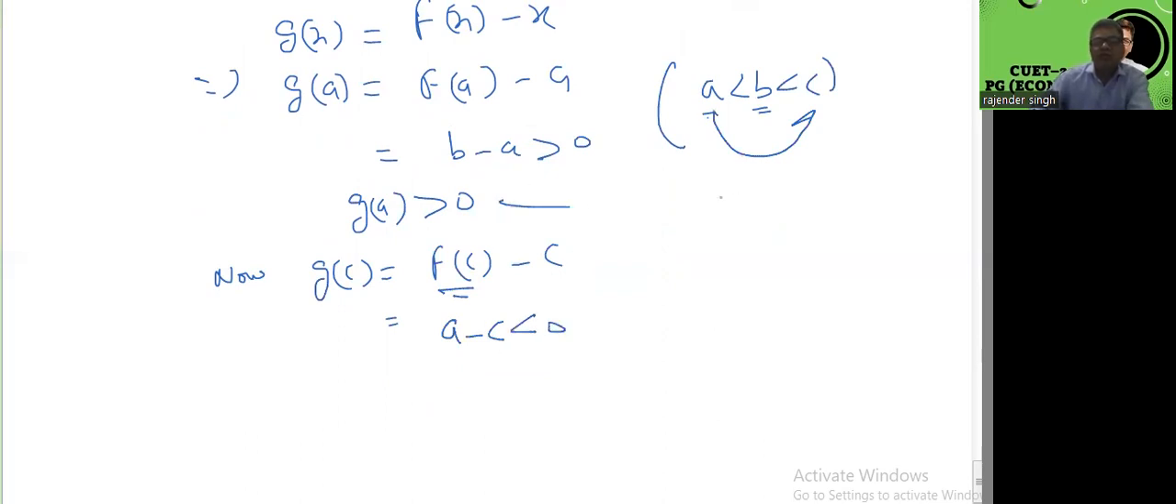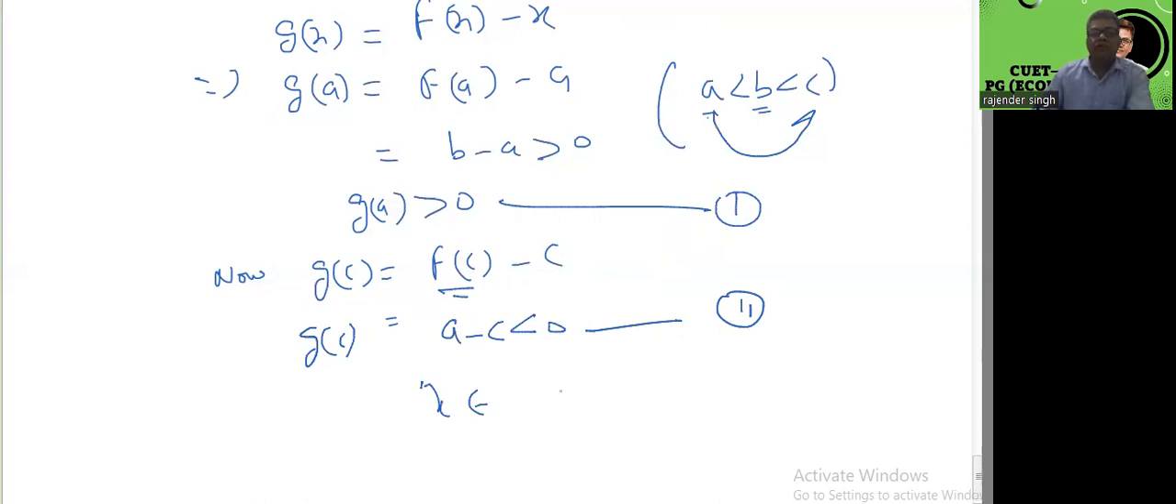So from first equation and second equation, what we find? We find the value of g function at point x equal to a is positive, and the value of function at x equal to c is negative. That means there must exist x belongs to a to c such that g of x equal to 0.